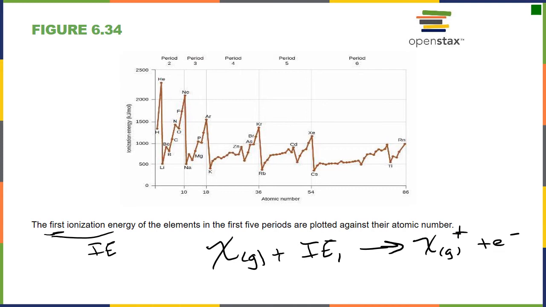The smaller the element, the larger the ionization energy. And that is frequently the easiest way to look at it. So the easiest way to look at it is as the radius goes down, ionization energy goes up.